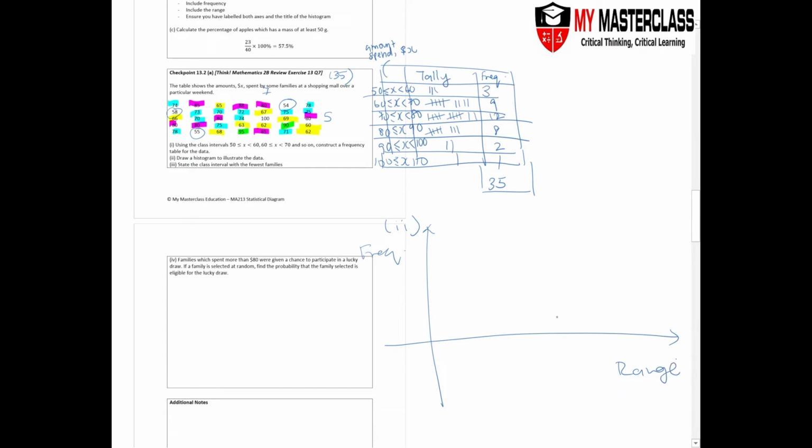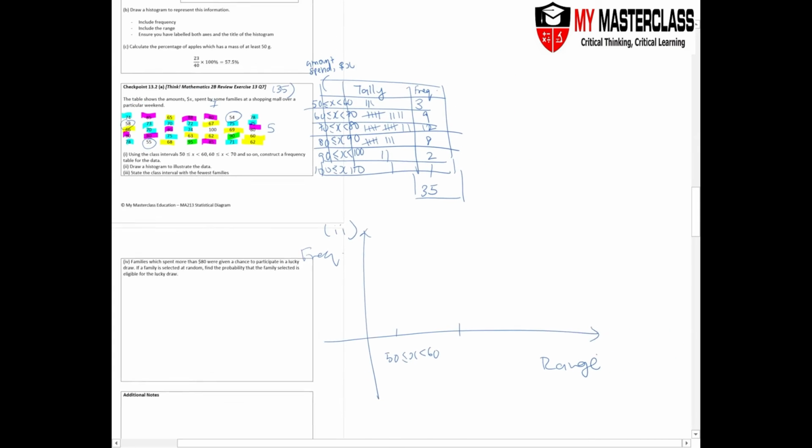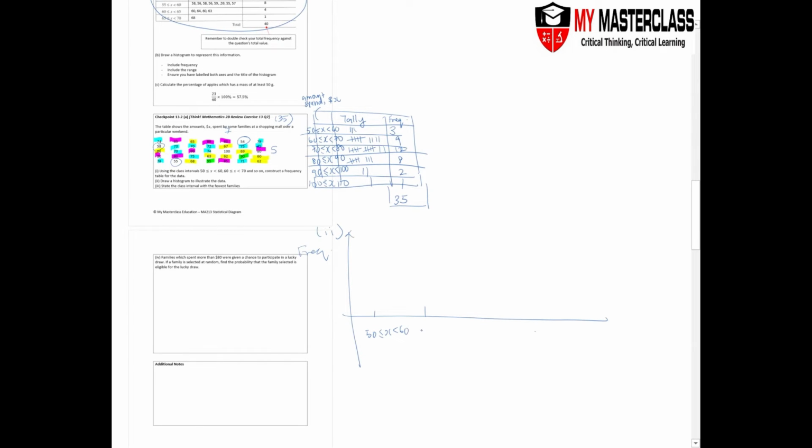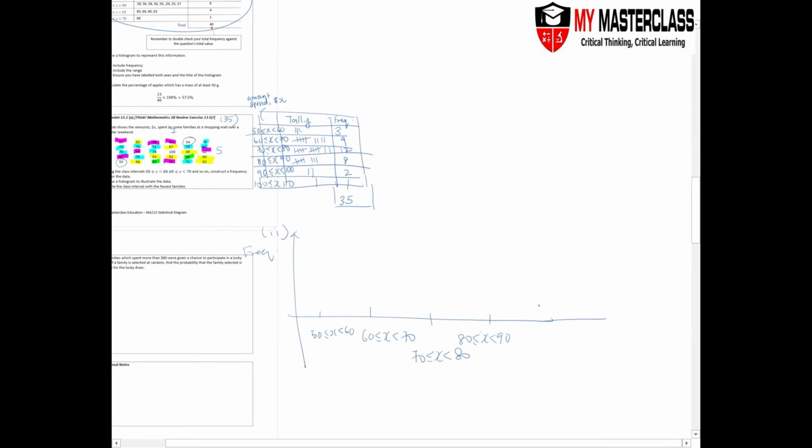So you have 50 onwards, 50 to 60, and let me extend this because I foresee this to be quite long. I'll have 60 to 70, 70 to 80, 80 to 90, then 90 to 100, and then 100 to 110. So this is my range.